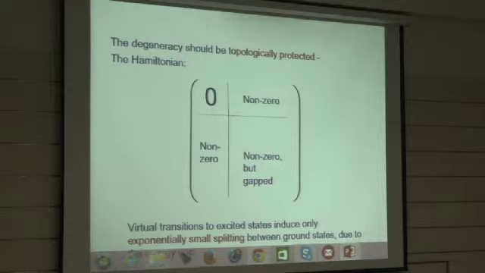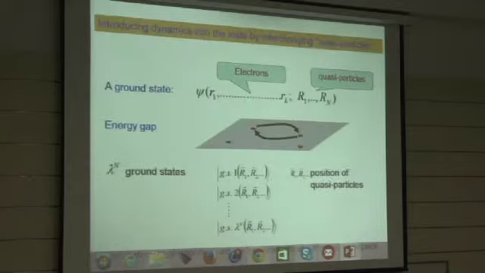It's usually exponentially small in some distances, but it should be exponentially small. This is the defining property of a non-abelian state of matter. Now, if all the ground states are degenerate, how do you introduce dynamics into the system?